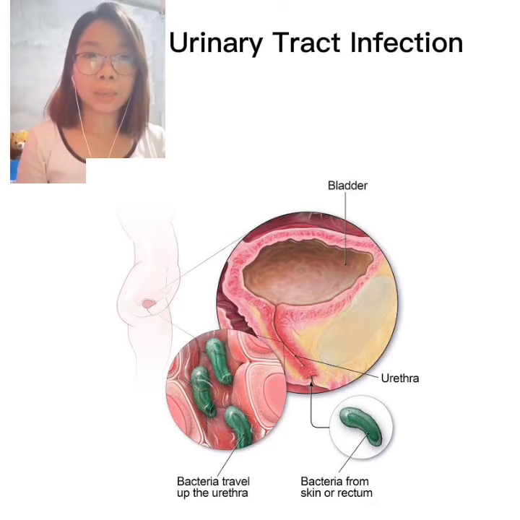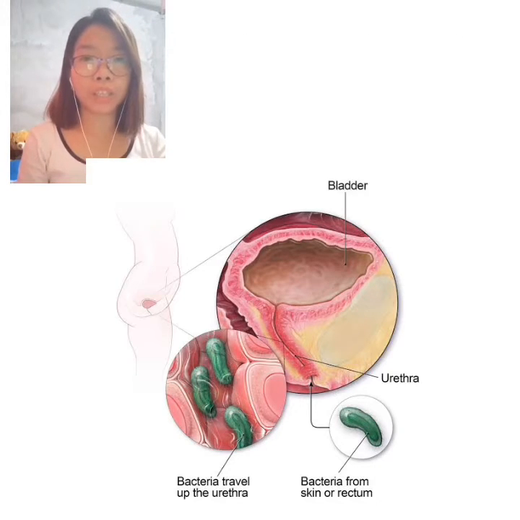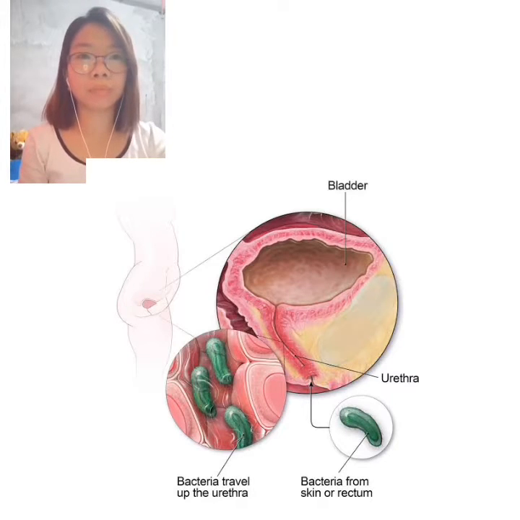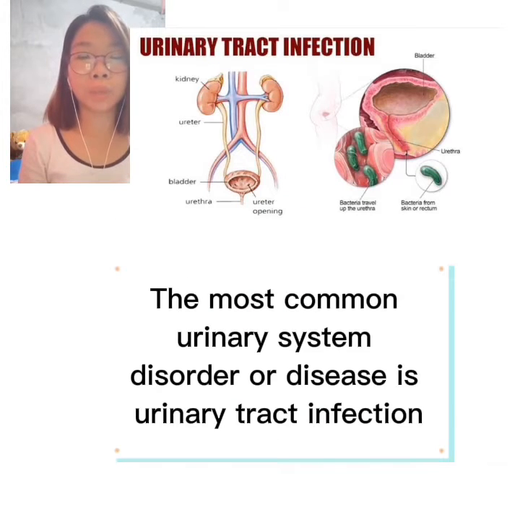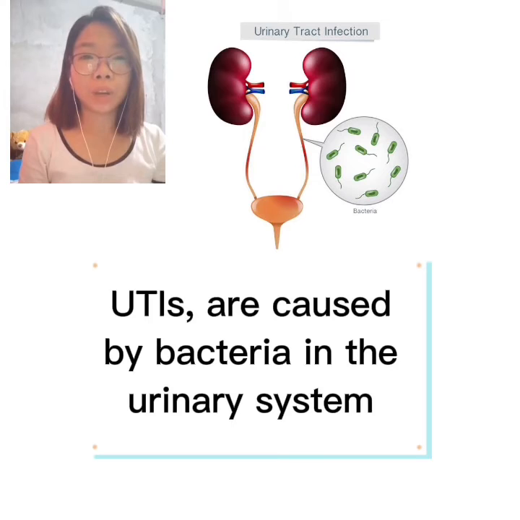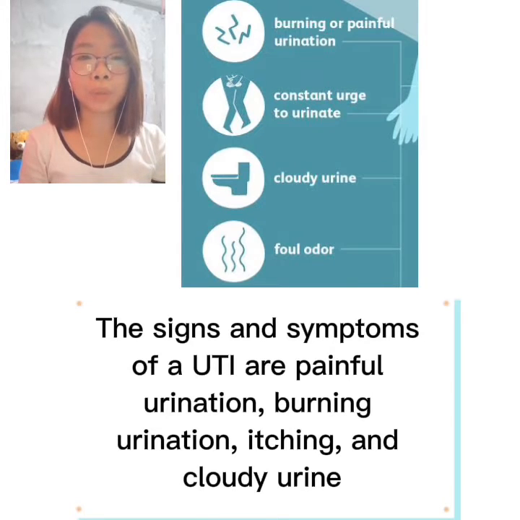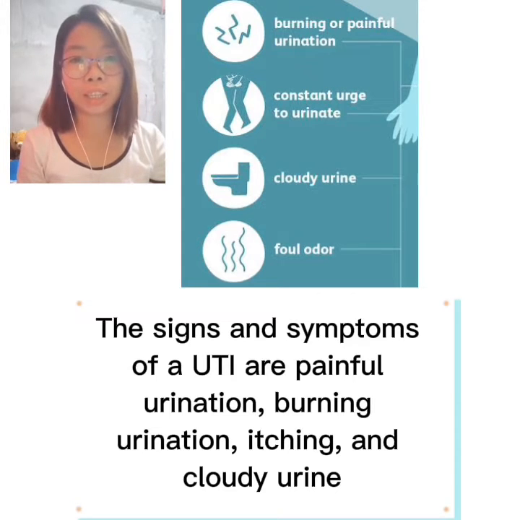The urinary system is susceptible to a variety of infections and other problems, including blockages and injuries. These can be treated by a urologist or another healthcare professional who is specialized in the renal system. Urinary tract infection. The most common urinary system disorder or disease is a urinary tract infection. UTIs are caused by bacteria in the urinary system. The signs and symptoms of a UTI are painful urination, burning urination, itching, and cloudy urine.